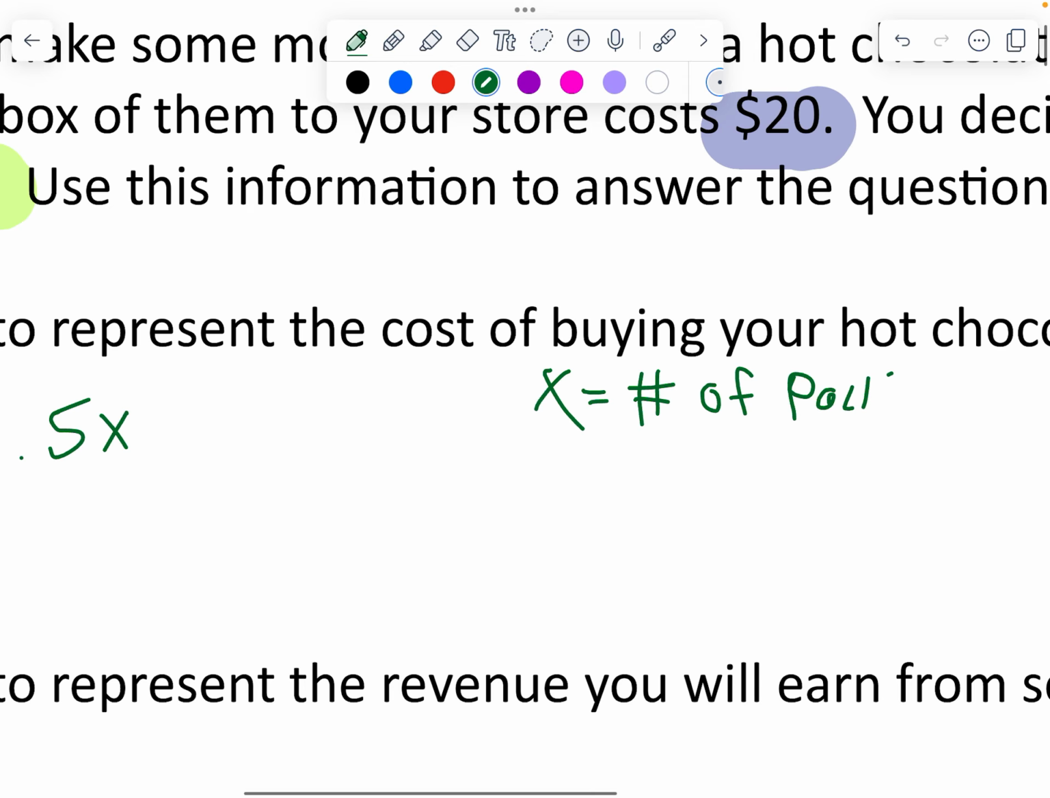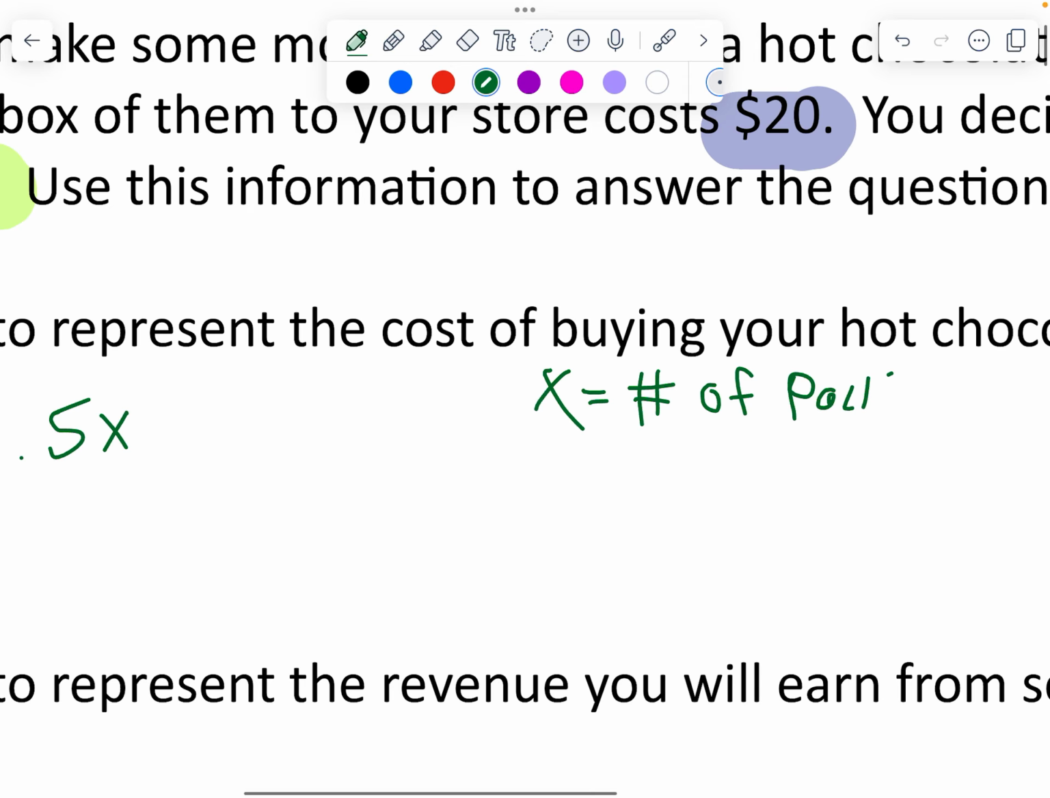X is going to be our number of packets, and we also have a shipping cost. Now, the shipping cost doesn't happen over and over again. It happens one time, like we can ship them all at once. So that is going to be plus $20. So the cost for x number of packets is 0.5x plus 20, right?